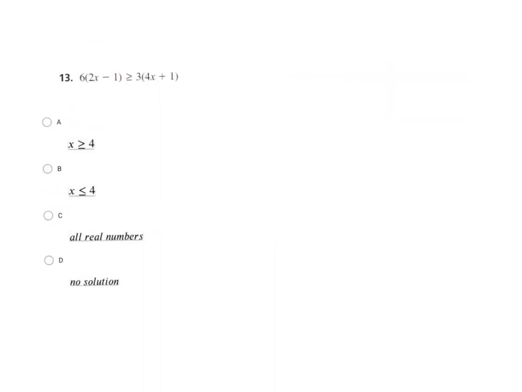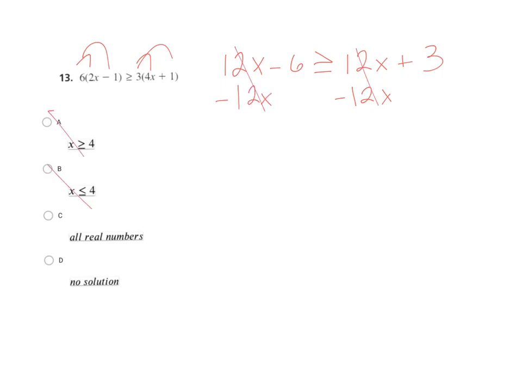The last one on the quiz, I'm going to distribute. 6 times 2x is 12x. 6 times negative 1 is negative 6. Greater than or equal to 3 times 4x is 12x. 3 times 1 is positive 3. Now if I minus 12x from both sides, I eliminate those, and I know it's going to be either all real or no solution. Is negative 6 greater than or equal to 3? And the answer is no. So my answer would be no solution. So whenever you get something like this that's not true, it's going to end up being no solution.